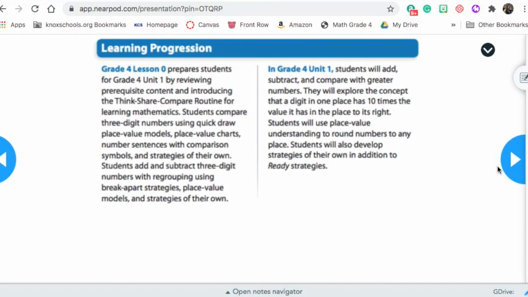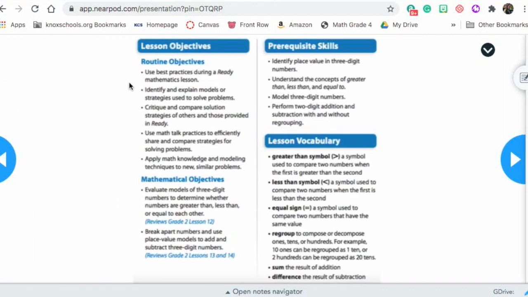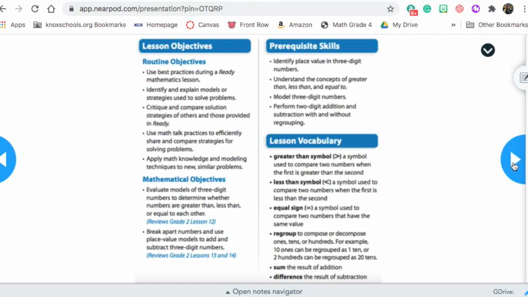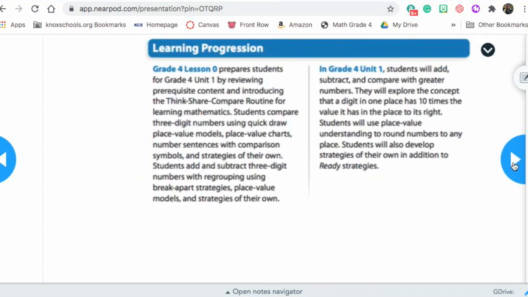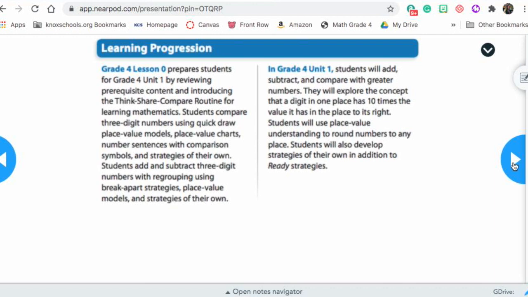You just click on this blue arrow when you're ready to move to the next slide. You can also go back if you realize that you've forgotten something. You can go forwards and backwards. So your learning progression, this is grade 4, lesson 0. We have not started lesson 1 yet.